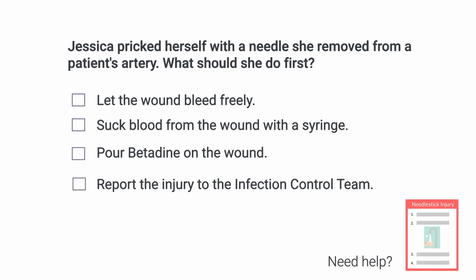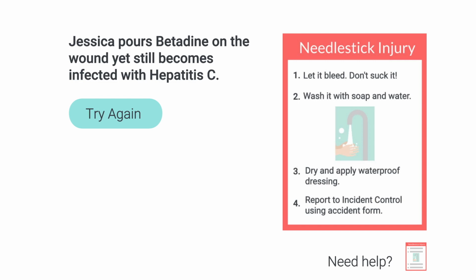action. First, the person will see this decision screen. If a person chooses an incorrect answer like pour betadine on the wound, they won't see default feedback like correct or incorrect. Instead, they'll see a realistic consequence that looks something like this.